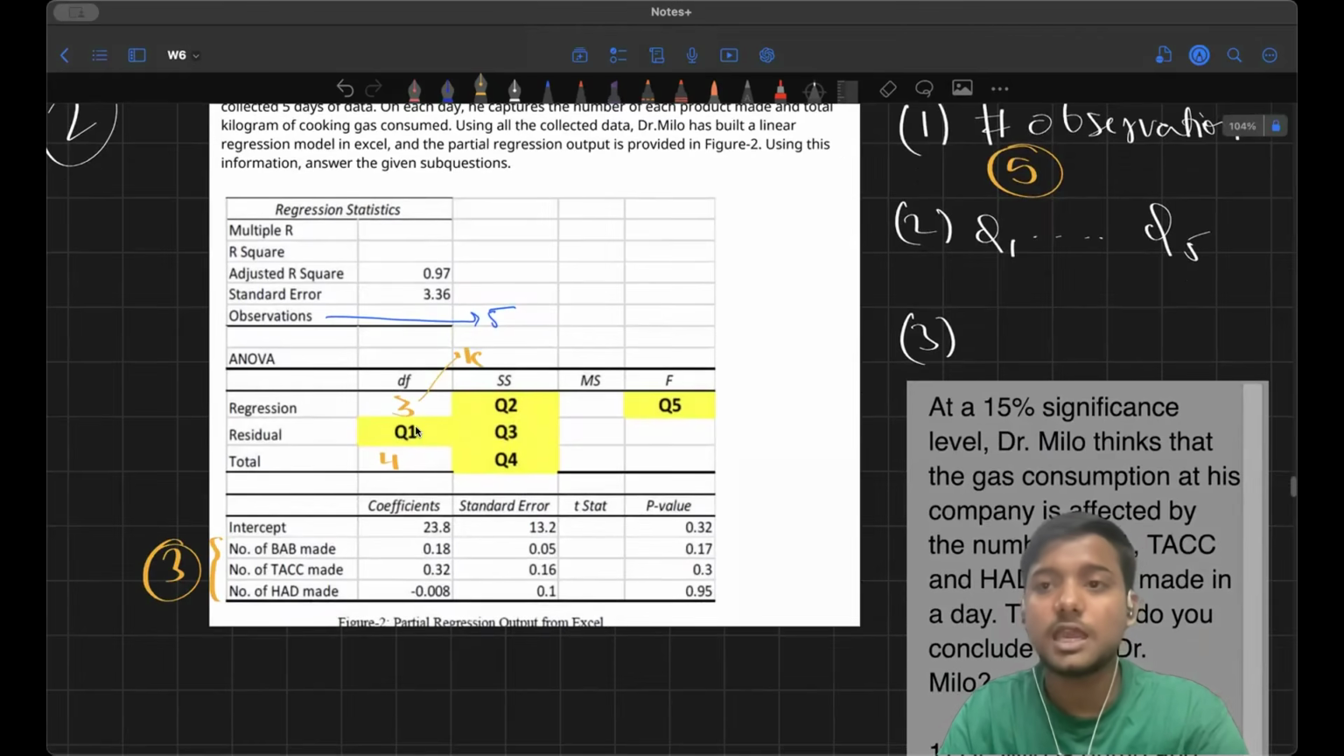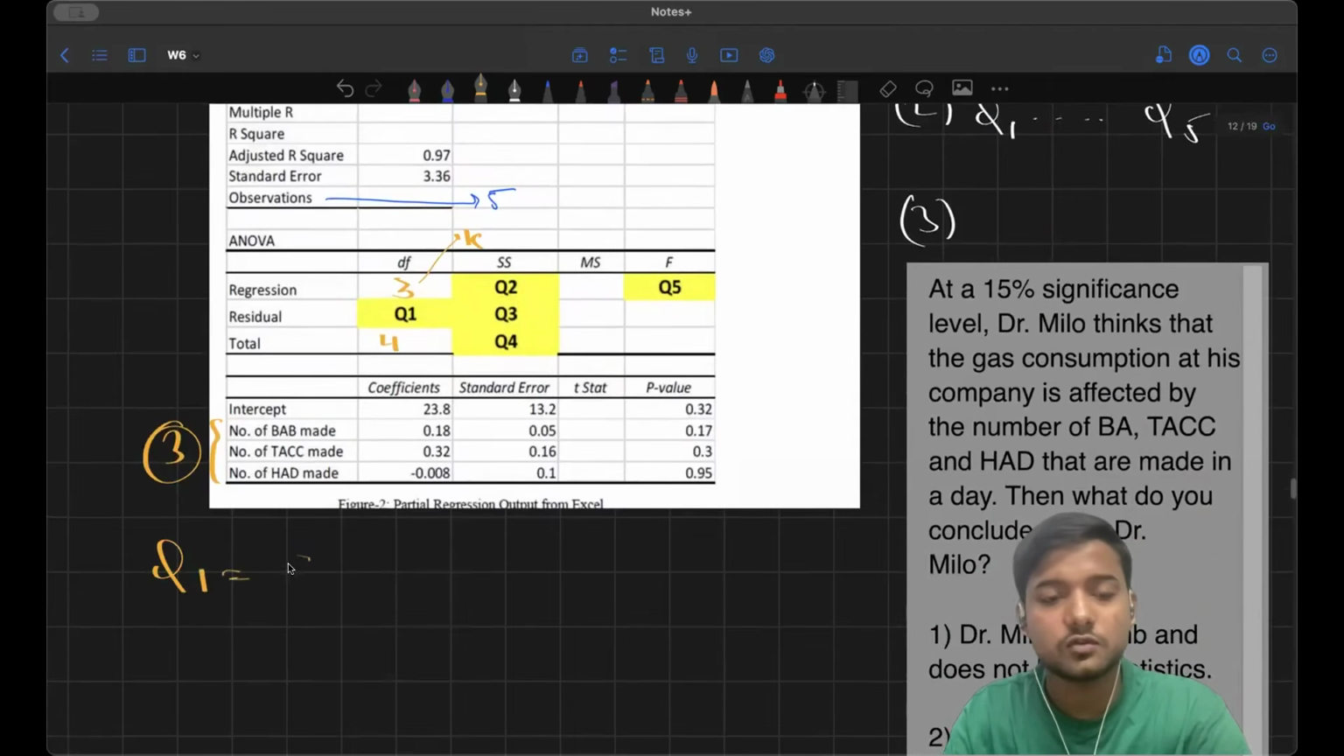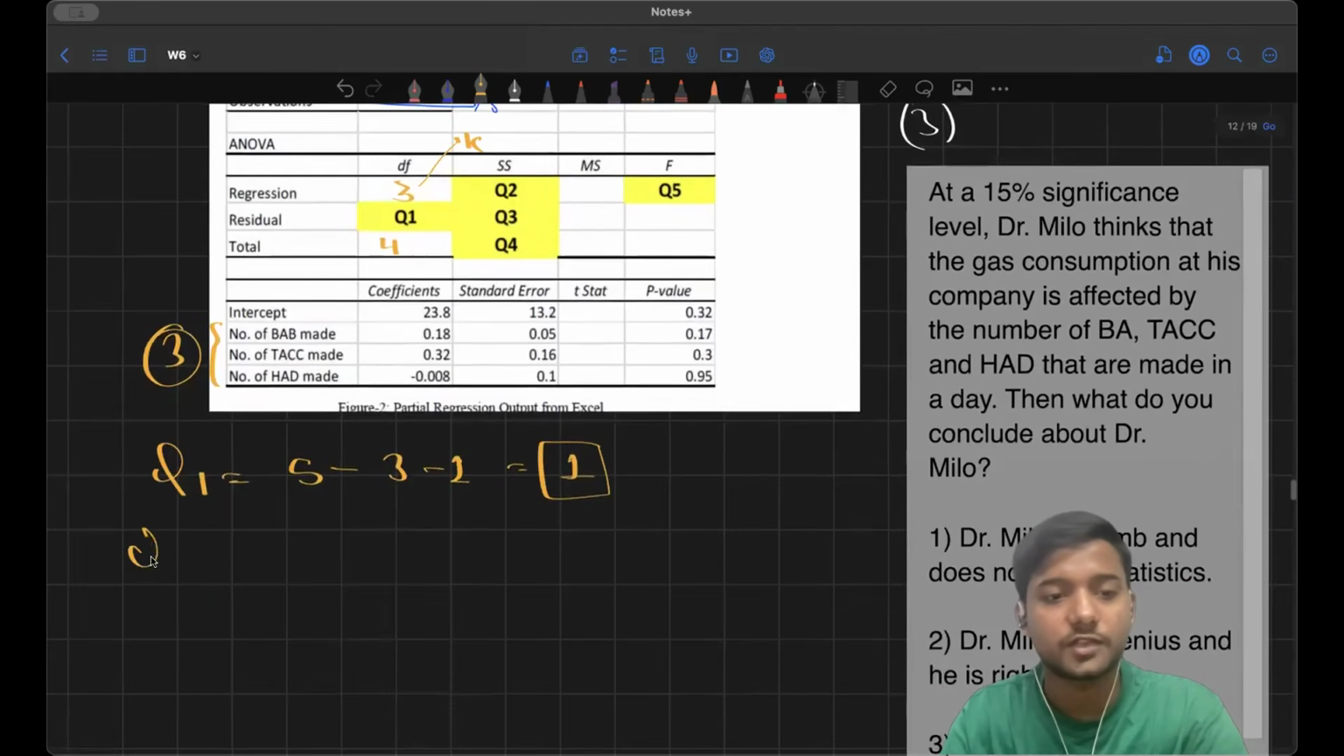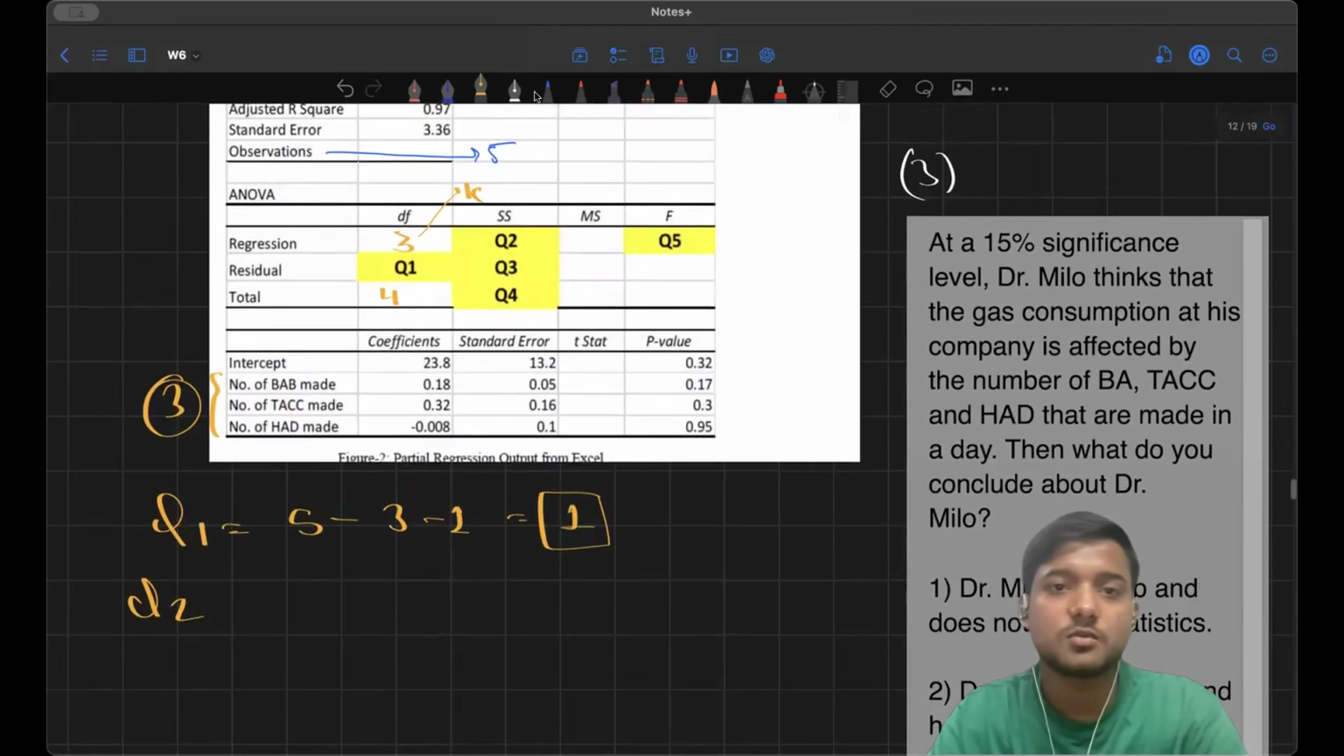So this is supposed to be n minus k minus 1. That means Q1 is equal to 5, which is n, minus k, which is 3, minus 1. So 5 minus 3 is 2, 2 minus 1 is 1. So Q1 is going to be 1, okay? We are done with Q1. So we can probably write Q1 equals 1.